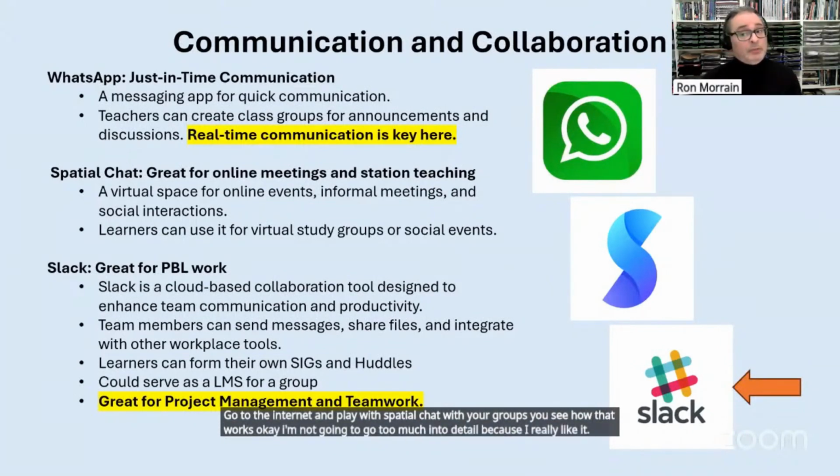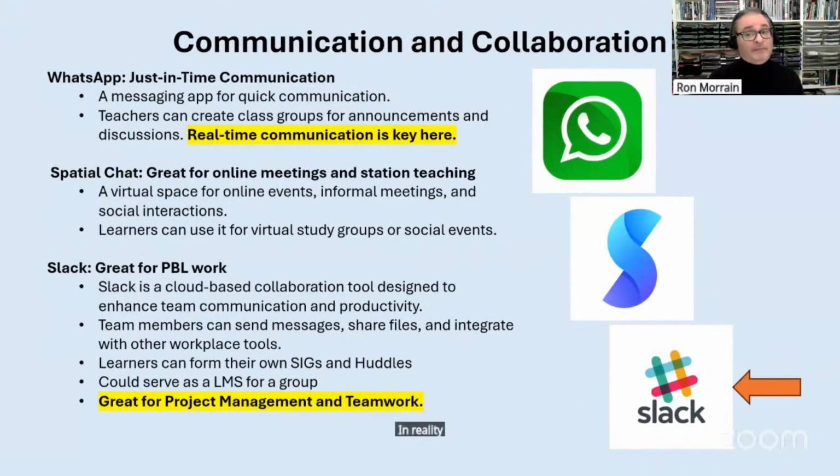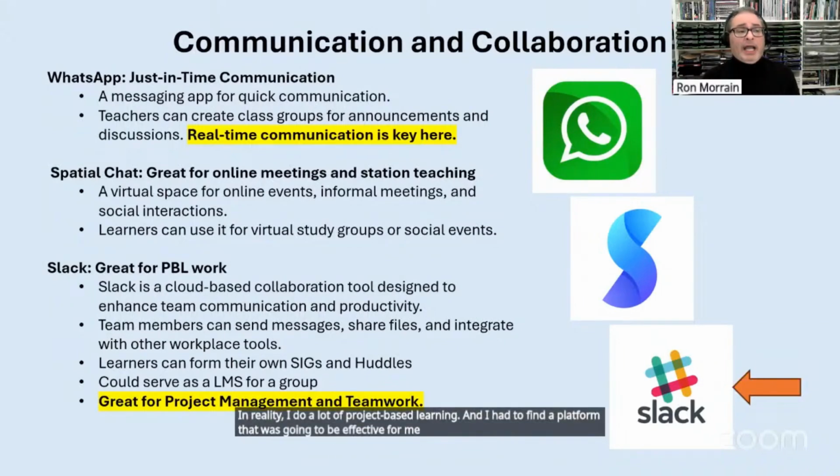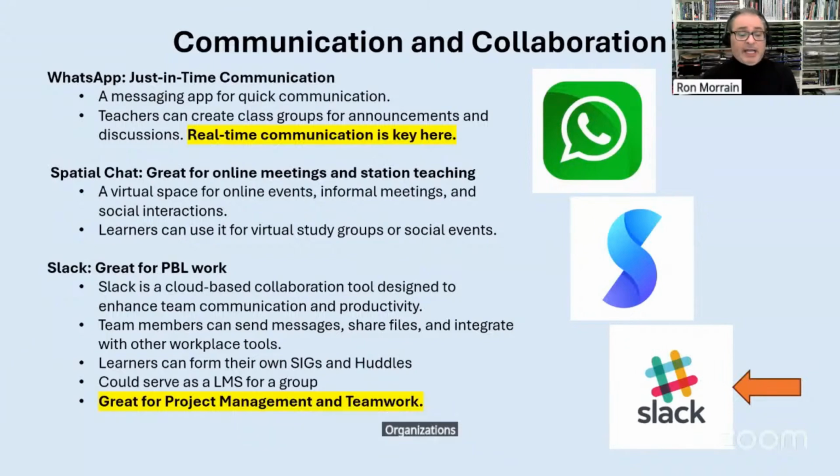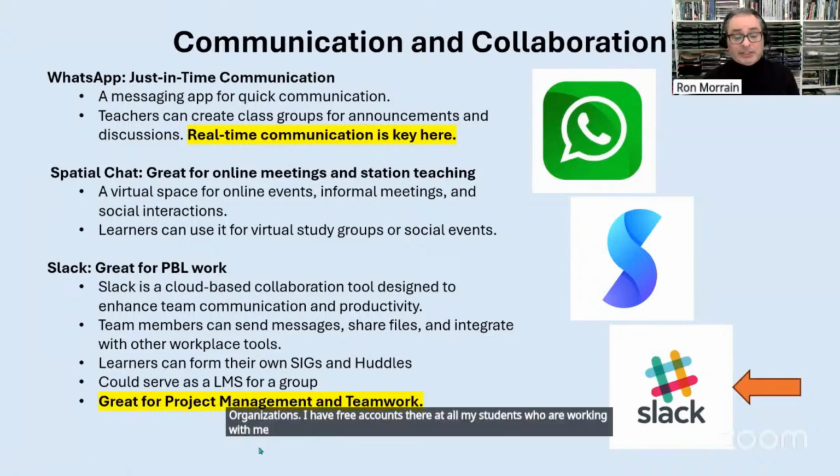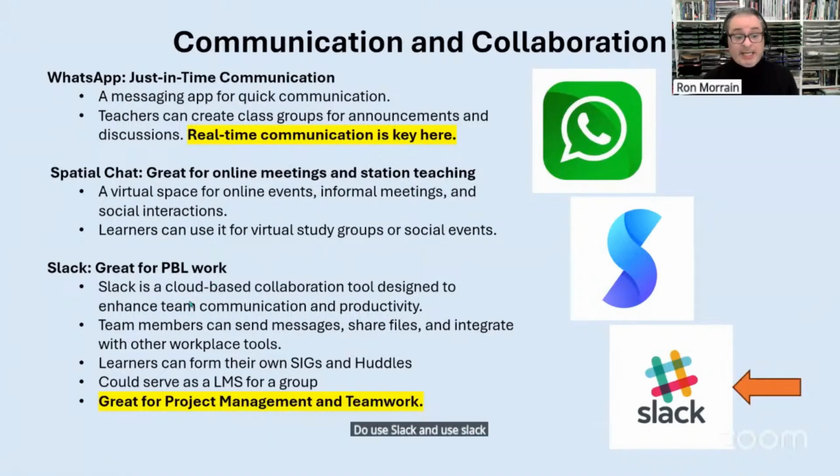But in reality, I do a lot of project-based learning, and I had to find a platform that was going to be effective for me. And because Slack does offer free accounts to education institutions, schools, organizations, I have free accounts there. And all my students who are working with me in project-based learning do use Slack. And I can't imagine doing project-based learning without it.